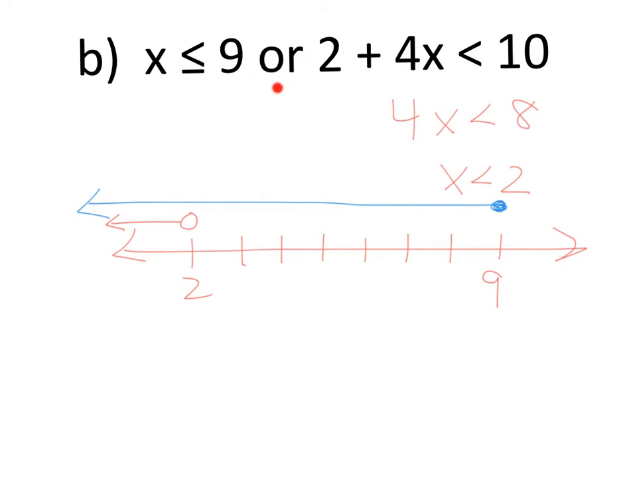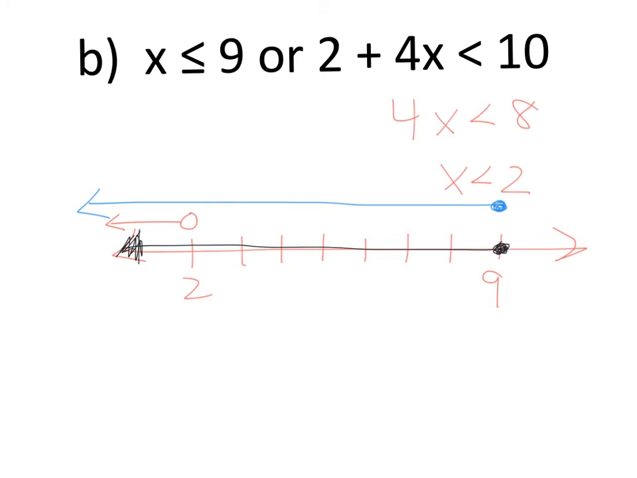But on an or statement, it's what has shading on it. So what has got a mark on it? Everything from the 9 over has a mark. So that would be your final graph here. Everything from 9 over is going to be an answer. And then you'll shade in.